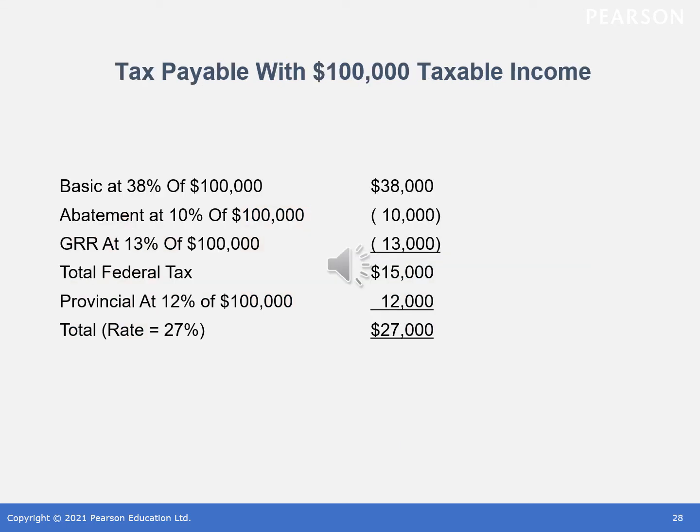So an example where we have tax payable with $100,000 taxable income, there's a basic federal tax of 38%, being $38,000, an abatement of 10% because 100% was earned in the country, of $10,000 credit, and a general rate reduction of 13% of the $100,000, resulting in total federal tax at $15,000. Let's assume a provincial tax rate, say of Alberta or BC, at 12% of the $100,000 of taxable income, would add $12,000 in tax for a total tax rate for this organization of 27%, resulting in $27,000 in tax owing.